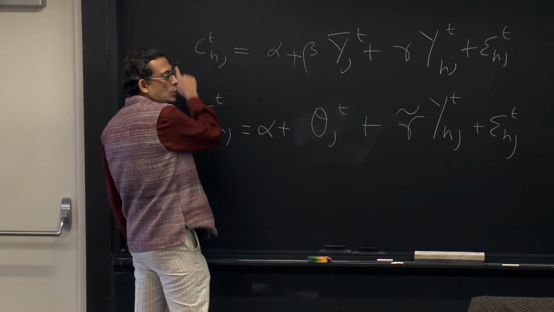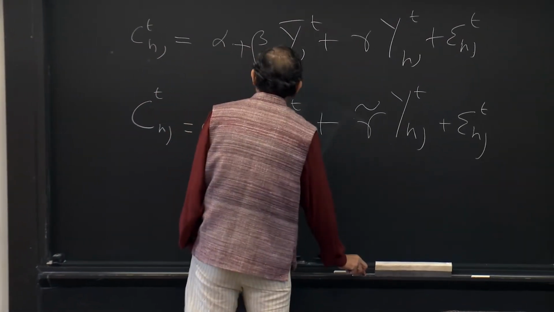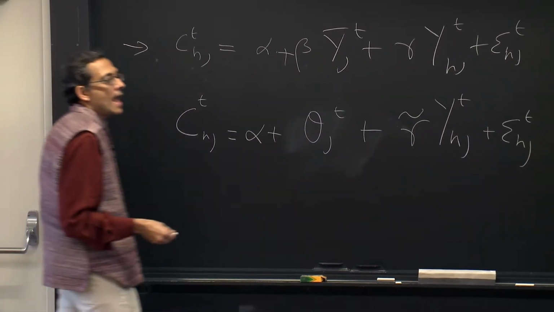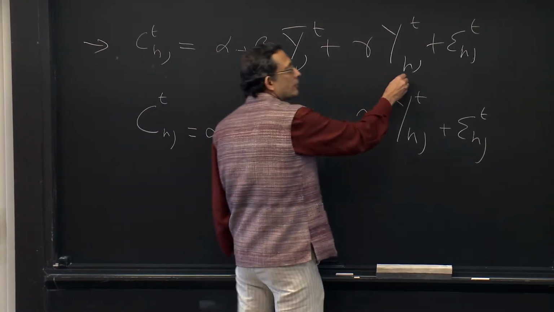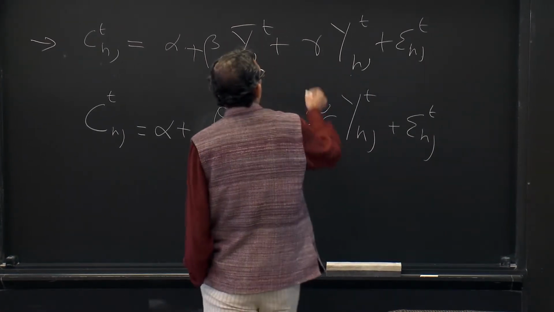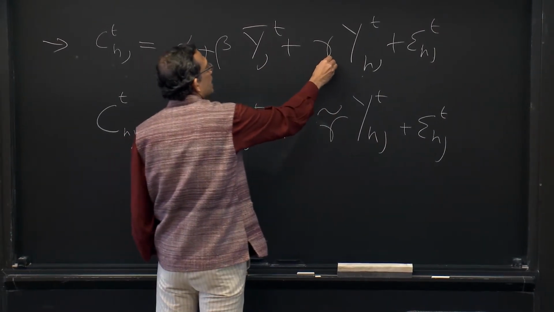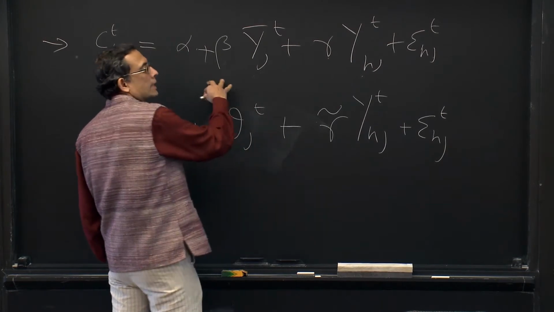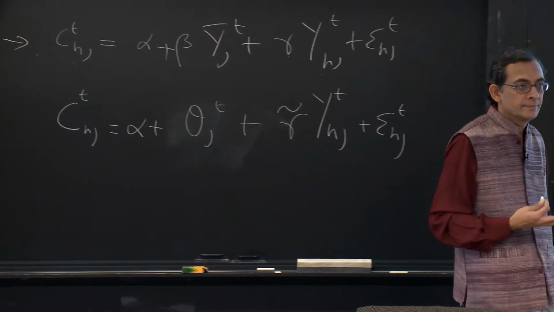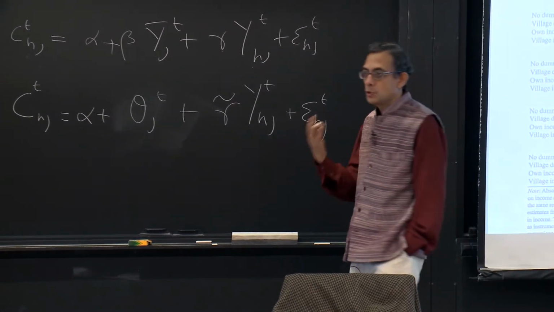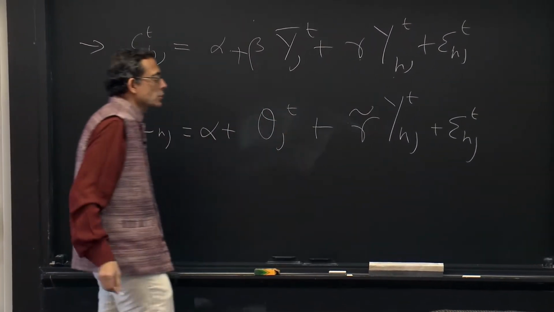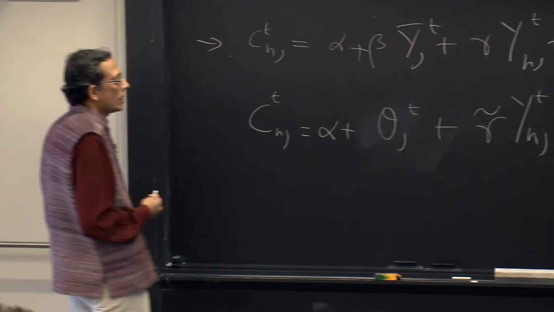This is the equation we were talking about. This is what we've been talking about all along, that consumption should be a function of average income and the income of the family, and that if insurance is good, the weight on your own income should be low, and the weight on the income of the family, that is, average income, should be high. So beta should be high and gamma should be low if insurance is good. That's the idea we were talking about.